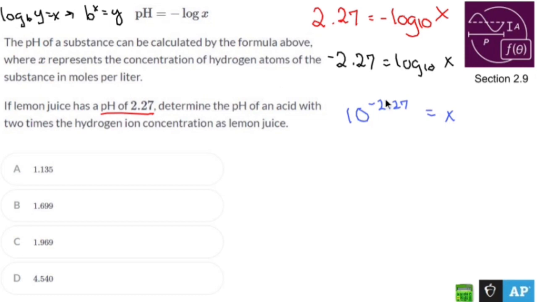Now, this is how I'm going to finish up this problem. I need to throw that into my calculator and get x equals a number. That gives me the concentration of hydrogen ions of that pH. I want to double it and then find the pH of that. So you're going to see me type this out, multiply it by 2, and then throw it back into this formula up here to get a number. Let's run to the calculator and see what happens.